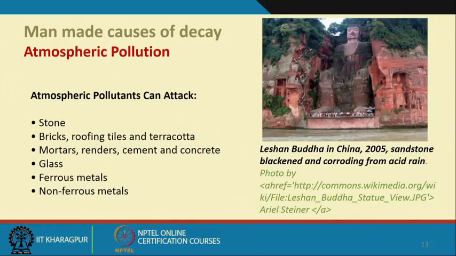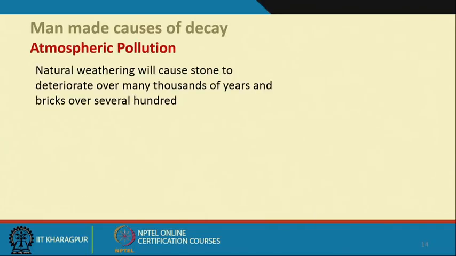Atmospheric pollution can attack stone, brick, roofing tiles and terracotta, mortars, renders, cement and concrete, glass, ferrous metals and non-ferrous metals. One has to also see what the proper alternative solution is, what the balance is, and what precautions one can take. Now, why does atmospheric pollution happen? What is this acid rain, which we must understand?